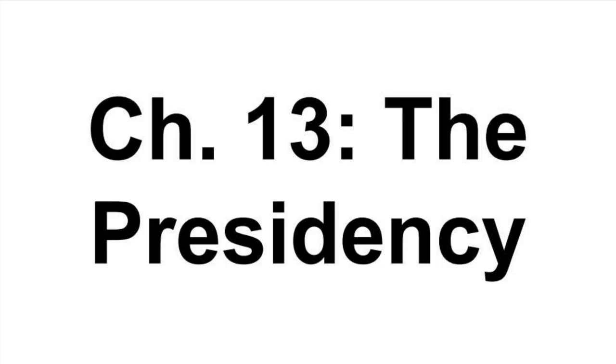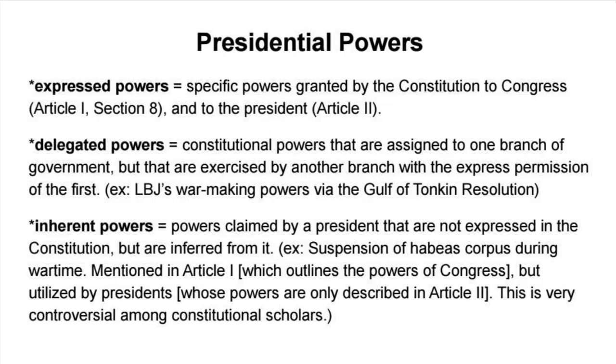So, Chapter 13 covers the presidency, so the executive branch of the federal government. And to get started, most importantly, defining some of the important powers of the President of the United States. So, expressed powers would be those that were very specifically granted in the Constitution to both Congress, which is in Article 1, and to the President, which is Article 2.